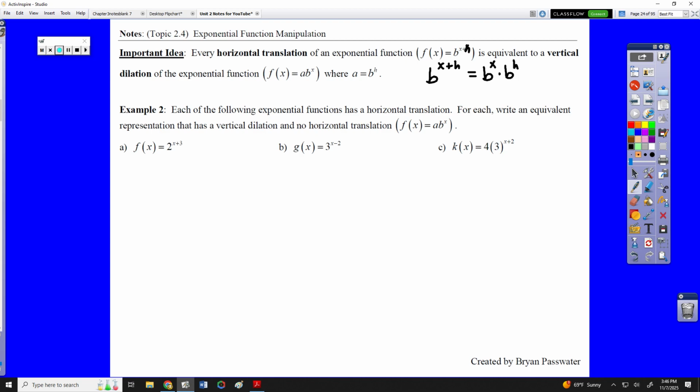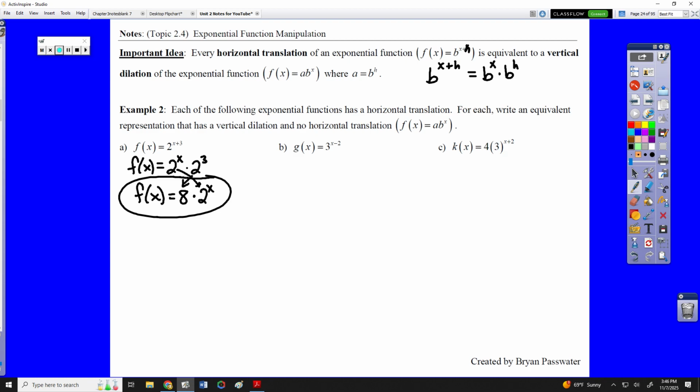So when we look at letter A, it says f of x equals 2 to the x plus 3. We should remember that that means 2 to the x times 2 to the third power. Well, 2 to the third power is a constant. That is 8. So we'll move that over here and call it 8. And then we just bring down the 2 to the x power, and bam, we've got ourselves a function that has a vertical dilation without a horizontal translation.